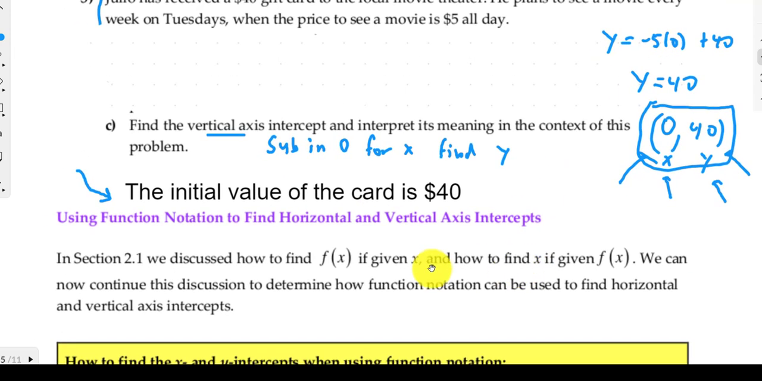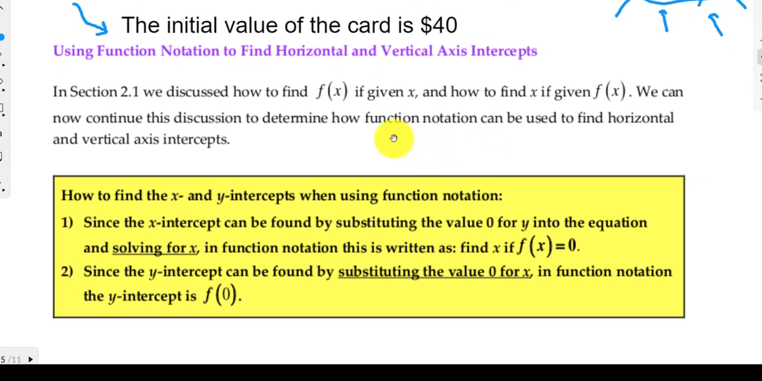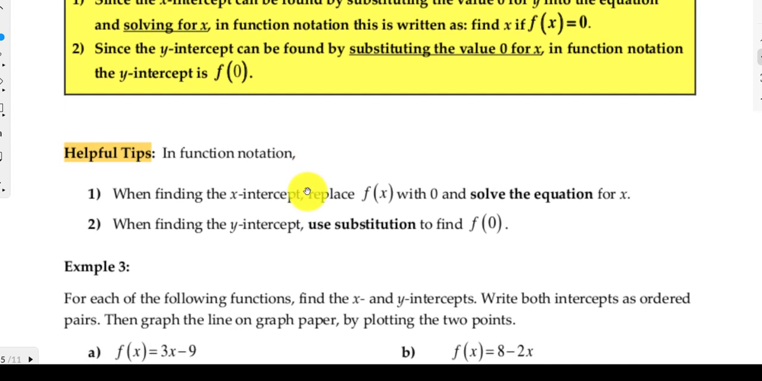Okay, next, we're going to use function notation to find the horizontal and vertical axis intercepts. And they tell you back in 2.1, we discussed how to find f of x if we were given x, and how to find x if we were given f of x. And remember, f of x, sometimes we could just substitute with the value y, right? So I could find y if I know x, I could find x if I know y. And then they give us a little definition here in the yellow box. So maybe you want to take a moment to just take a look at this. And then I'll show you this in practice, right?